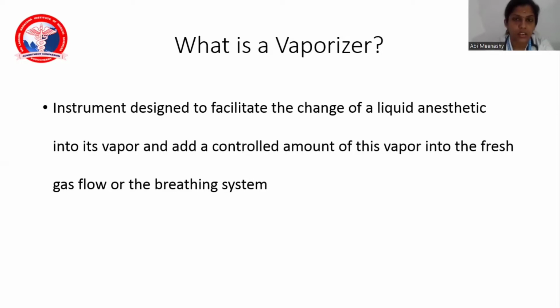So we know that it's an instrument, it's an equipment. We fill it with liquid anesthetic agent, which comes in amber colored bottles you've seen in the OT. So we'll fill this liquid anesthetic agent into the vaporizer, and the vaporizer will turn this liquid into a vapor, that is a gas, and it will add it in a controlled manner into the fresh gas flow. We'll set the concentration, we'll set the dial, and according to that, this vapor will be added in a controlled manner into the fresh gas flow, and it will help in the maintenance of anesthesia.